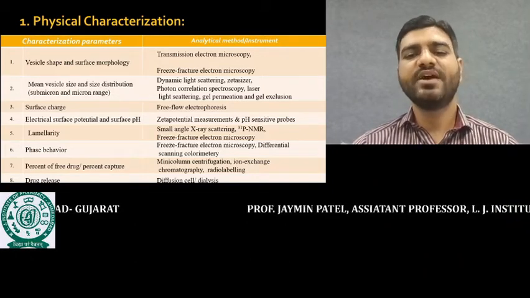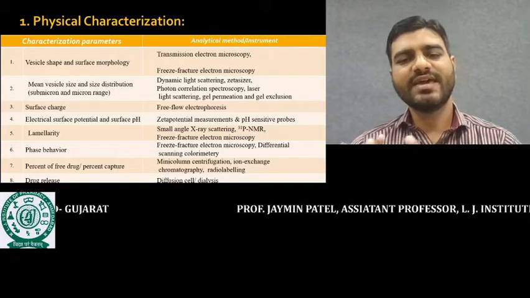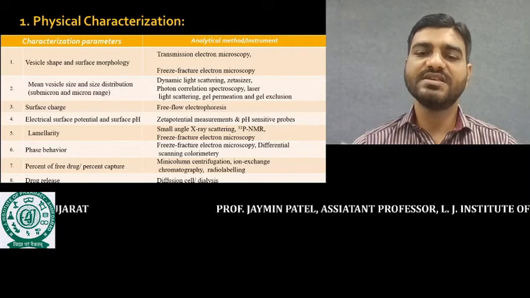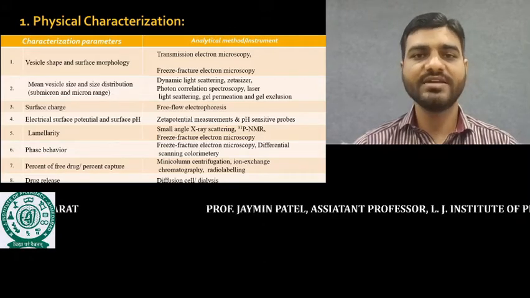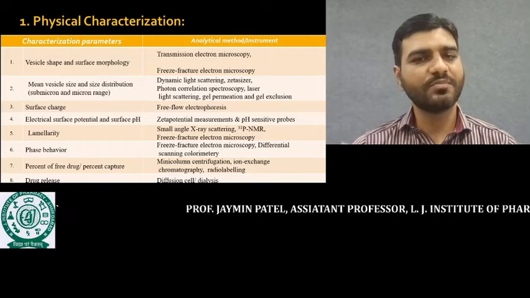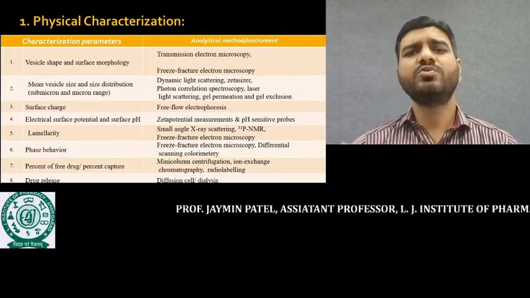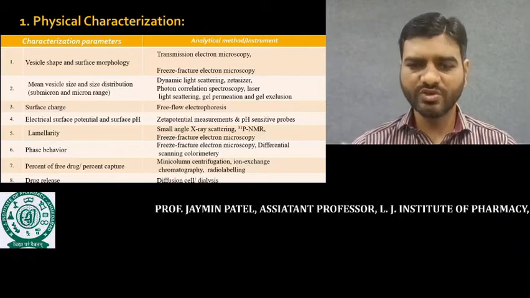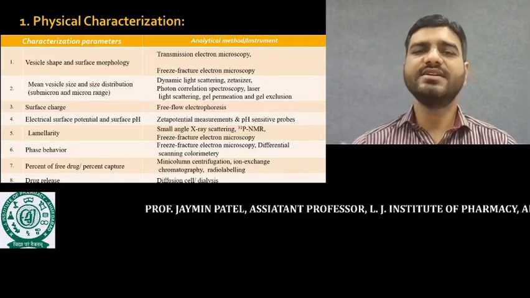The phase behavior of the liposomes can be checked by freeze-fracture electron microscopy. Otherwise, differential scanning calorimetry is utilized to check the phase behavior, whether the phase of the liposome remains stable or, due to degradation of the phospholipid, the phase behavior is going to change. So it can be checked by the DSC study.